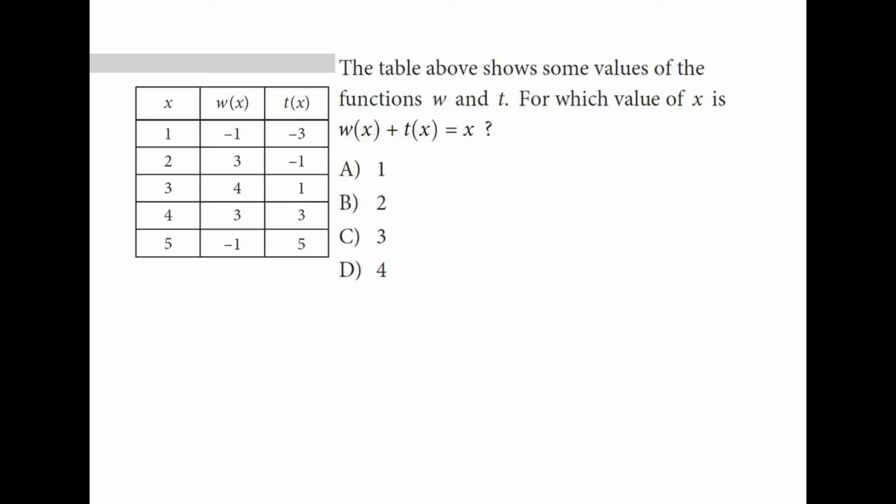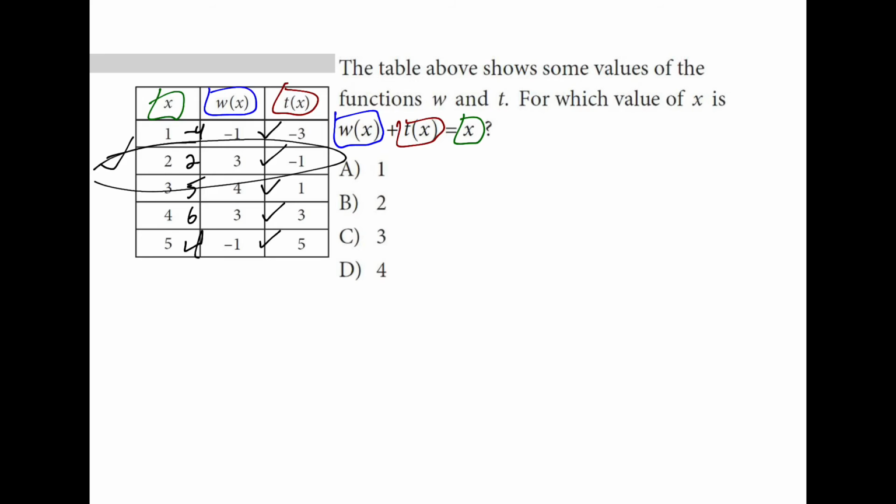They want to know in which row can we take w, which is this one, plus t, which is this one, and get our third column, which is this one. So if I added this row here, I would have negative 4. Doesn't work. If I added this row here, I would have 2. That checks out. If I added this row, I would have 5. This row, I would have 6. This row, I would have 4. The only one that works is here. And they want to know the value of x, which is 2.